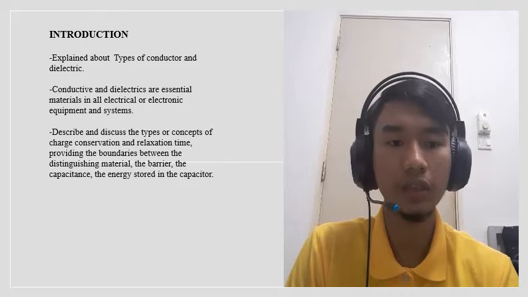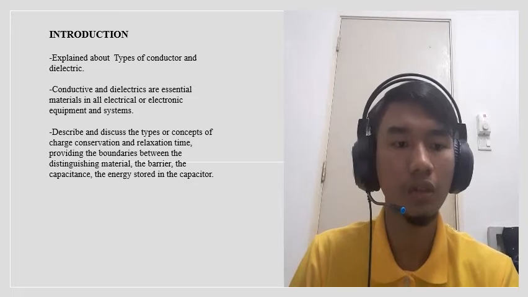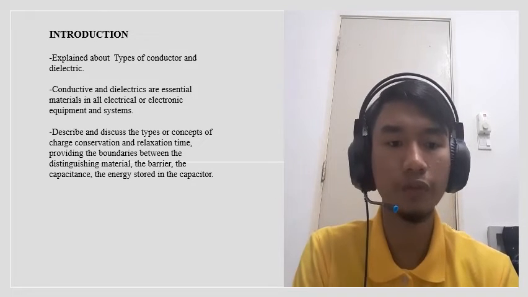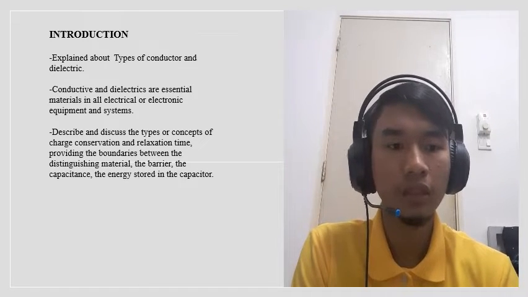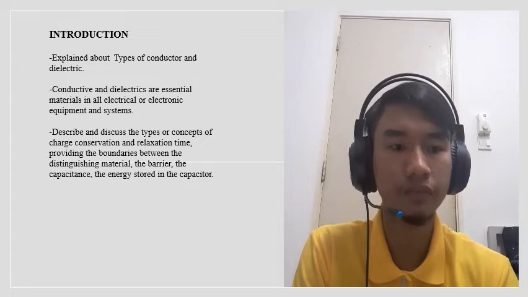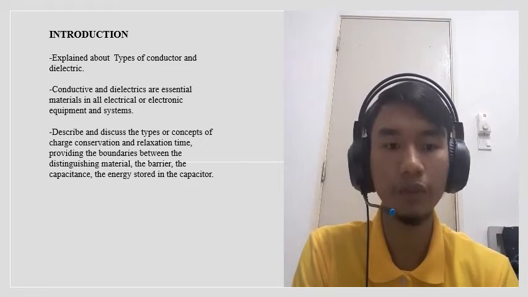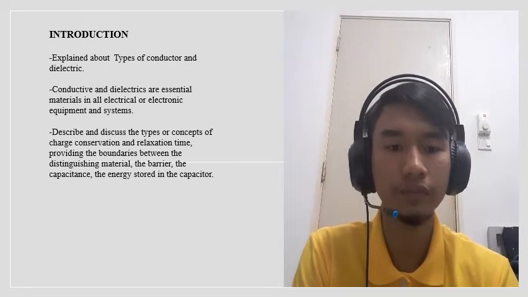Conductive and dielectric are essential material in all electrical or electronic equipment and system. This ability of material to allow good electrical current conduction is called conductivity. This type of material is also quantified by a constant known as the permittivity of the material.